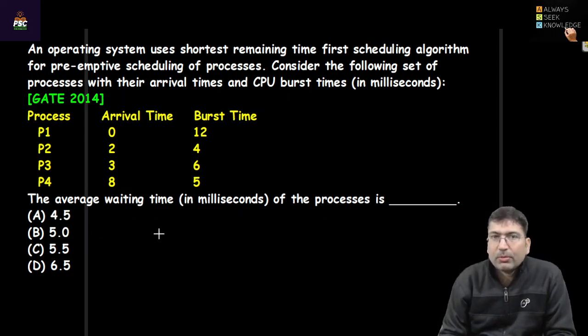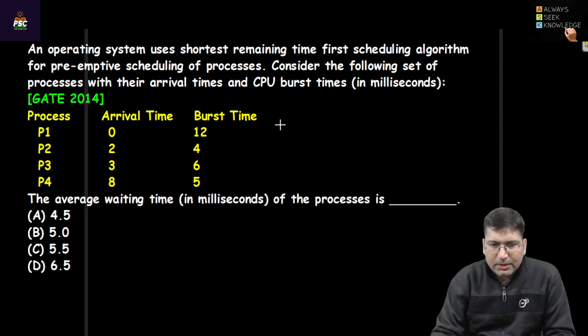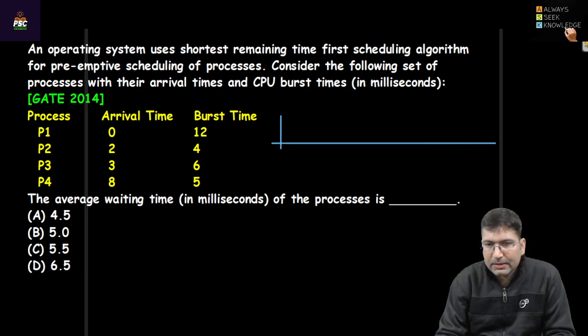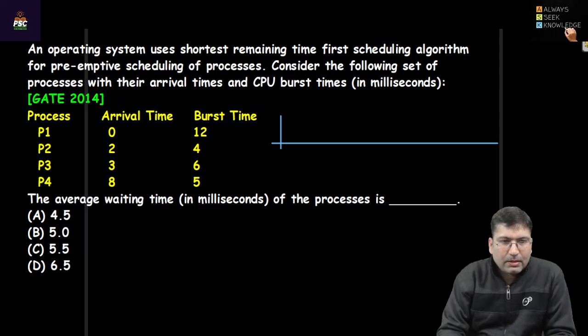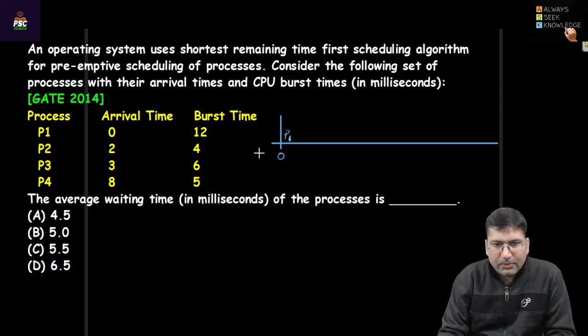So here we need to calculate waiting time. Let's draw the Gantt chart. If I draw the Gantt chart here like this, at moment 0 there is only one process, P1, in the ready queue. So obviously P1 will be scheduled at moment 0. When P1 is scheduled, it will execute without any interrupt till 2 units of CPU cycle.